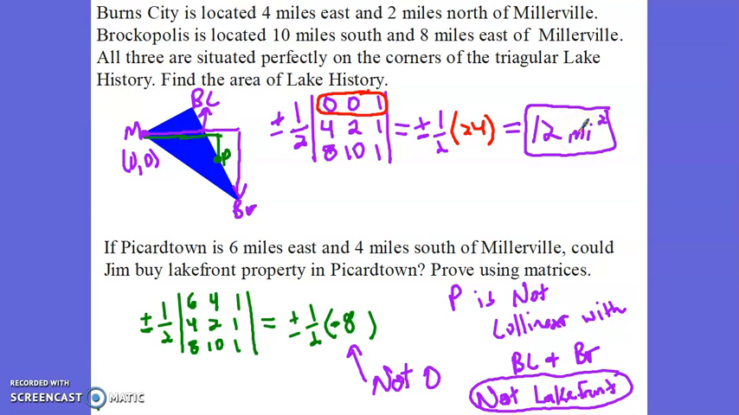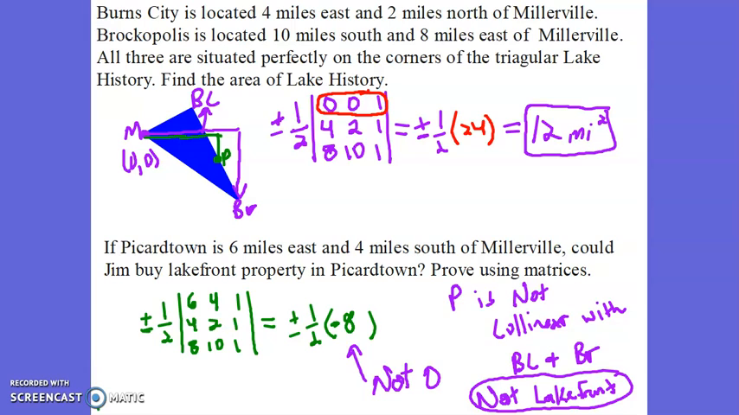For the question at the bottom, is Picard Town basically collinear? Is it lakefront property? Well, realize that it is 6 miles east and 4 miles south. So the question is, is it on that lakefront property or not? Well, is it collinear with BC and BR? As we notice from its determinant, no, it's not. It didn't come out to 0, which means if they're not collinear, it's not lakefront, and therefore we've answered our question. Now, finding areas of triangles is one really good use for determinants.